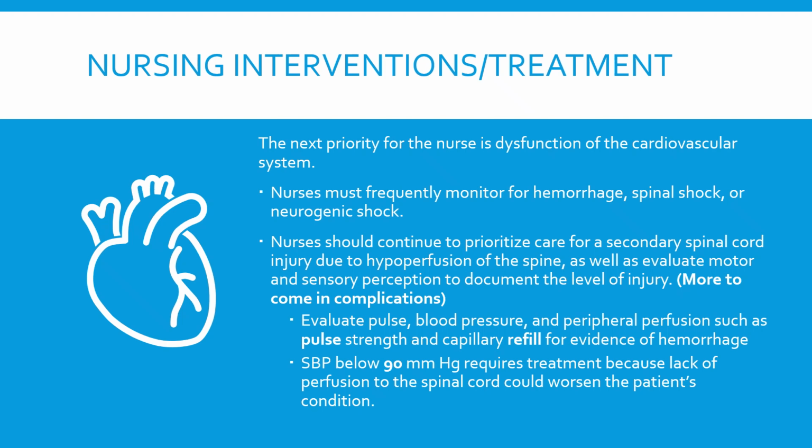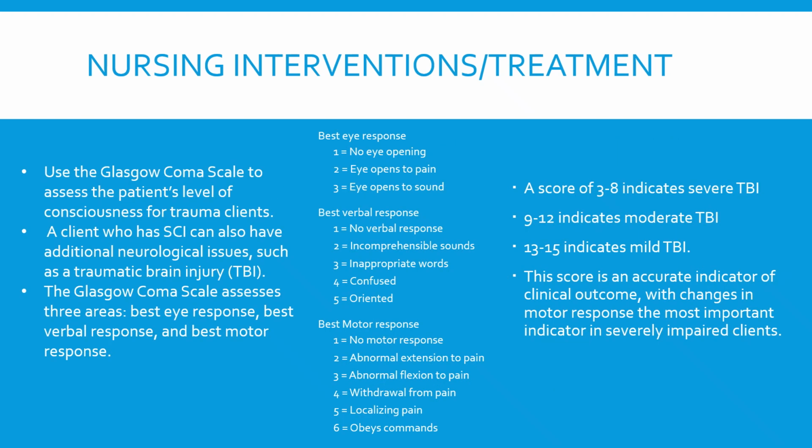Evaluate the pulse, blood pressure, and peripheral perfusion, such as pulse strength and capillary refill, for any evidence of hemorrhage. And a systolic blood pressure below 90 requires treatment because lack of perfusion to the spinal cord could worsen the patient's condition. We're going to use the Glasgow Coma Scale to assess the patient's level of consciousness for trauma clients.